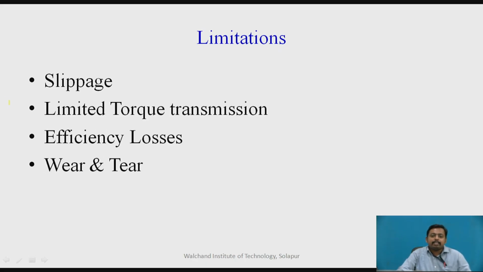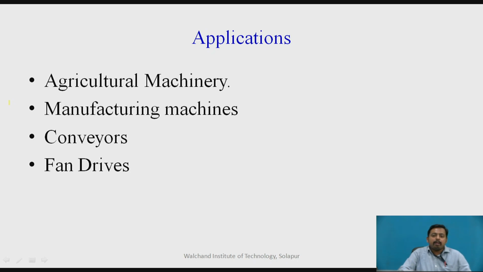It has certain limitations like slippage. If the tension is not maintained, you can have slippage in the belt. It is not particularly used for higher torque transmission. That means limited torque transmission is there in the open belt drive. There are also efficiency losses, and you have to change the belt periodically. These are certain limitations. Applications are agricultural machineries like harvesters and threshers, and manufacturing machines like lathe machines. They are also used in conveyor systems as well as industrial ventilation systems.